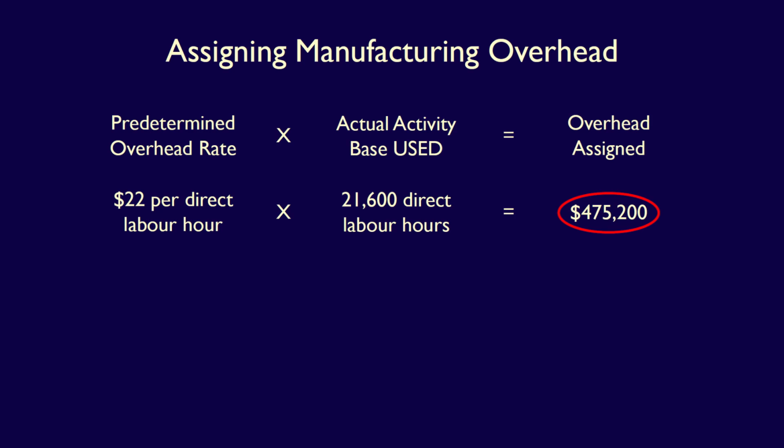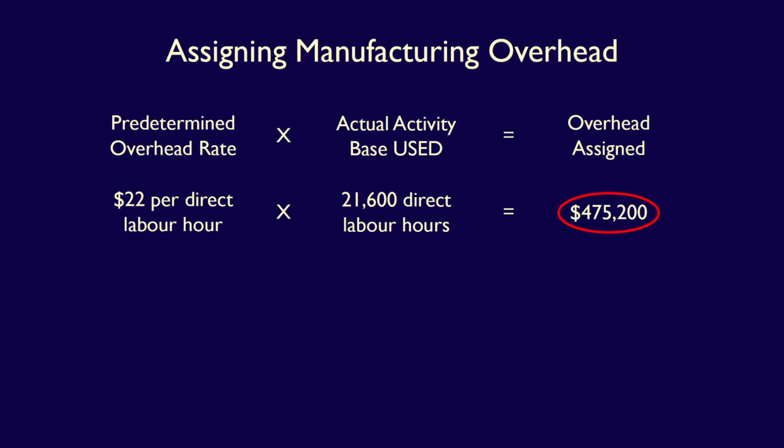Knowing that, we can determine the total amount of manufacturing overhead applied during the year by using our formula. We'll multiply the predetermined overhead rate by the total actual activity level for the year, the actual hours that the workers worked. So, $22 per direct labor hour multiplied by 21,600 actual direct labor hours is equal to $475,200. This is the manufacturing overhead applied to all the jobs during the year and therefore transferred out of the overhead control and into the work in process inventory.